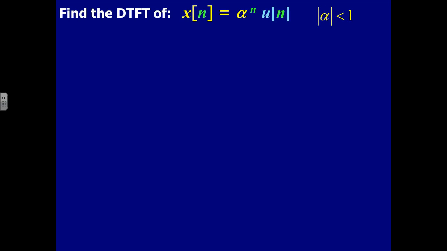So now let's take an exponential sequence. X of n is alpha to the n u of n. Alpha could be any value as long as it's a fractional value. It could be positive or negative, but it must have a magnitude less than 1.